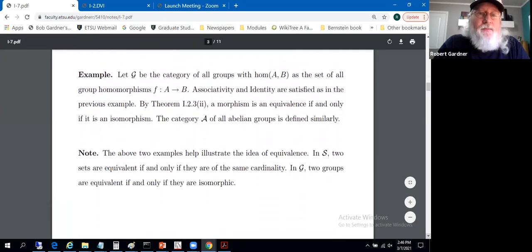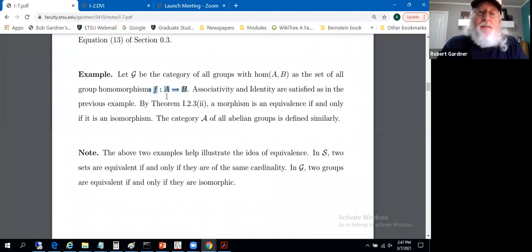Let's try it with groups. Let calligraphy G be the category of all groups with Hom AB the set of all group homomorphisms mapping A to B. One thing, homomorphisms are mappings of one set to another. You're mapping the elements of group A to the elements of group B. So associativity and identity, we get that because these are set mappings. We get that from the previous example.